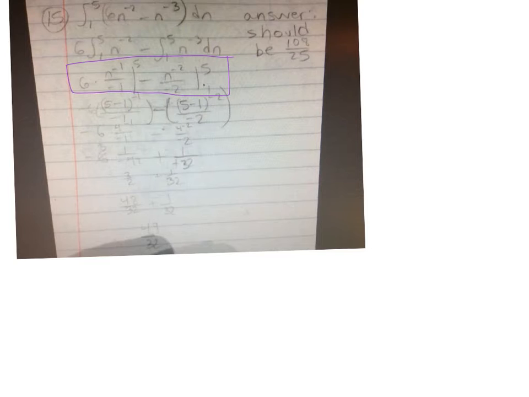If we write our derivative in a more simple form, I'll just work over here where it's a little easier to read. I think what we want is a negative 6 over n, or n to the 1, and then we're going to minus a negative, so that's going to make a plus 1 over 2n squared, okay? And we're evaluating that whole thing from 1 to 5, okay?